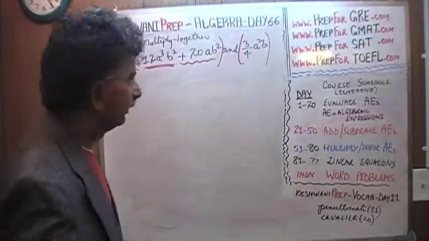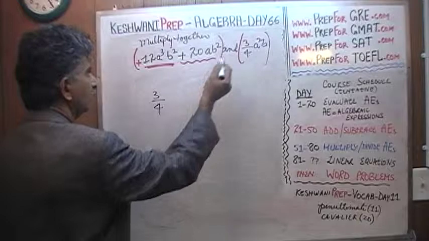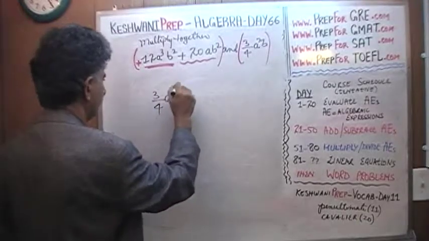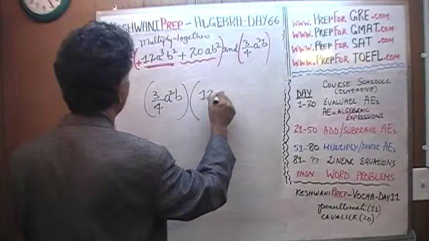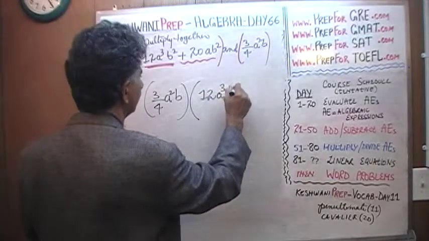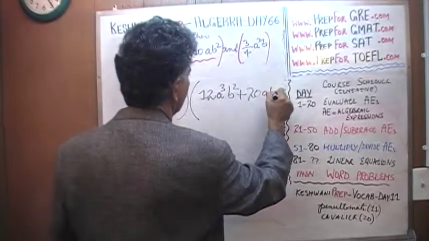So let's put this 3/4 a squared b times 12 a cubed b squared plus 20 ab squared.